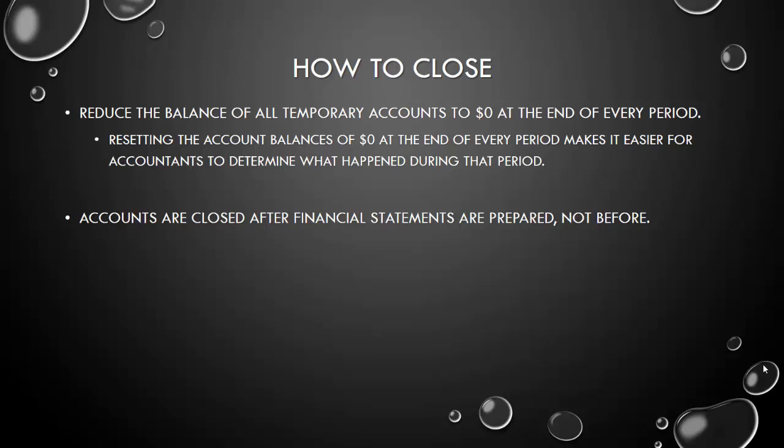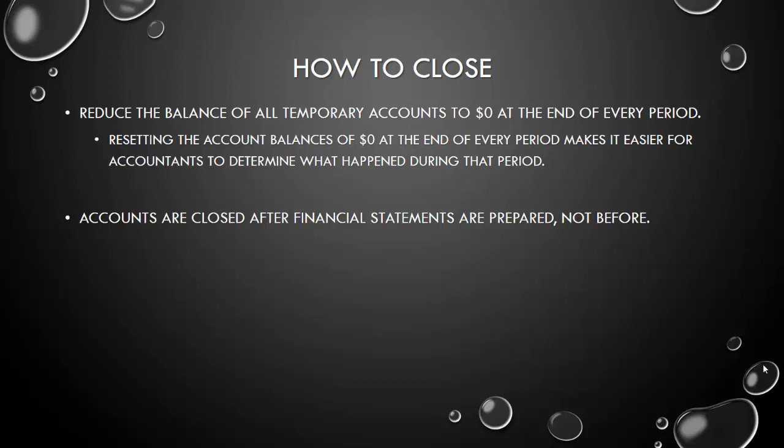Why? Because if we set these accounts back to 0 at the end of every period, every time we record a journal entry, it's naturally, innately tracking what happened just for that period, because none of the stuff from before that period started will be in that account.